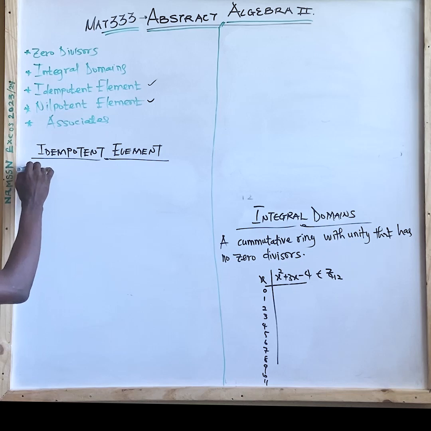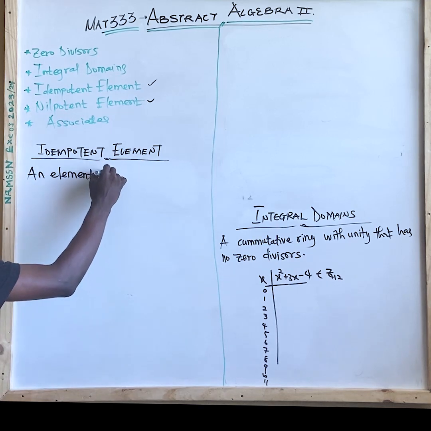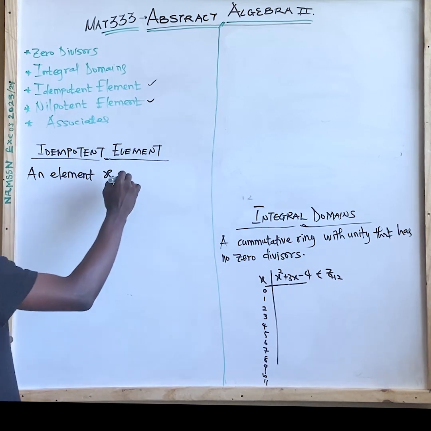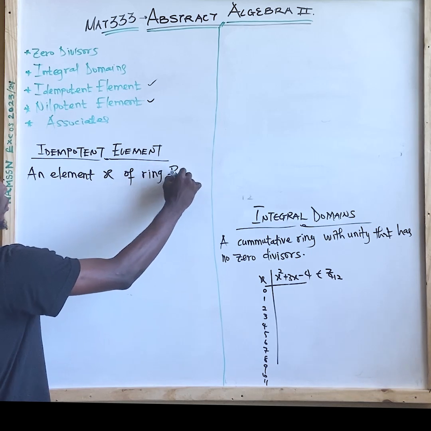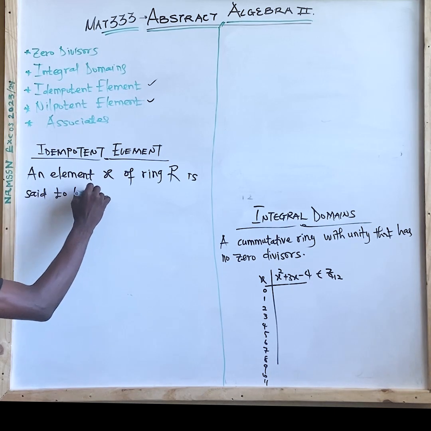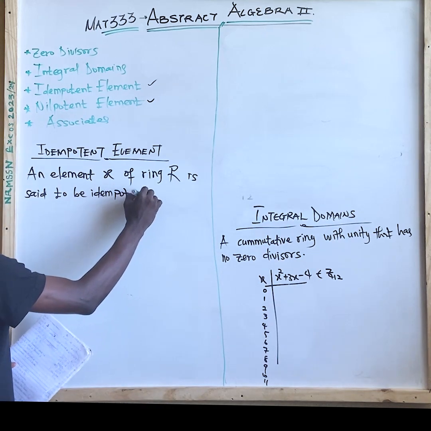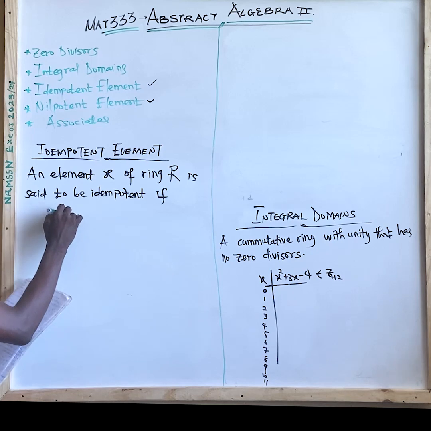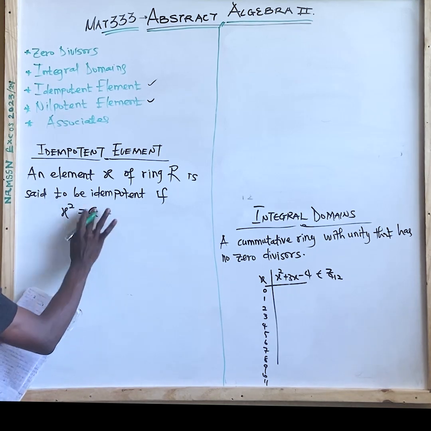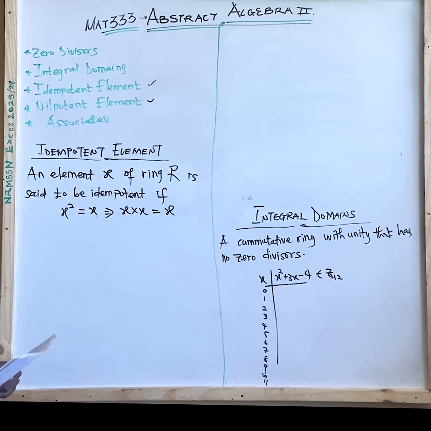Let's say an element, I used A the last time, okay, let me say x. An element x of ring R is said to be an idempotent element if x squared equals x. What I mean is that x times x gives me x. In the real sense, I don't think this is possible, but abstract algebra says it's possible.